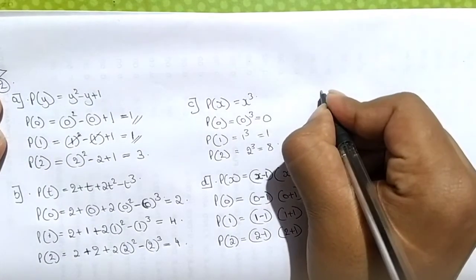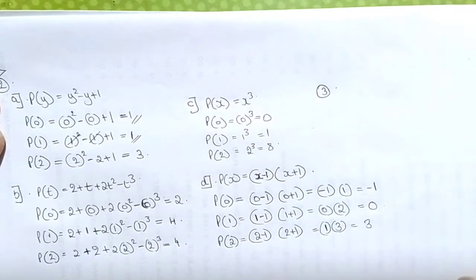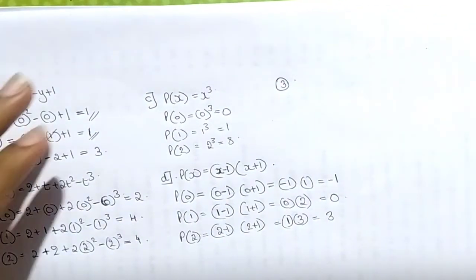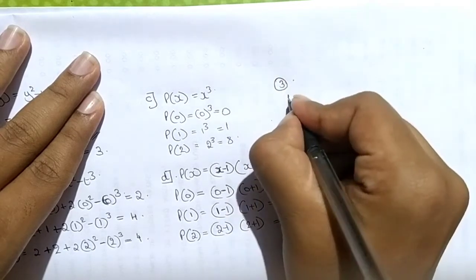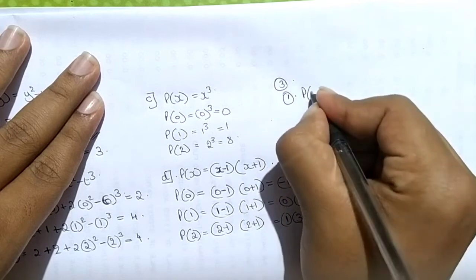Let's move on to third main. In third main they had asked us to verify whether the following are zeros of the polynomial, indicated against them. See, this is also a simple question. We need to verify, that's it.